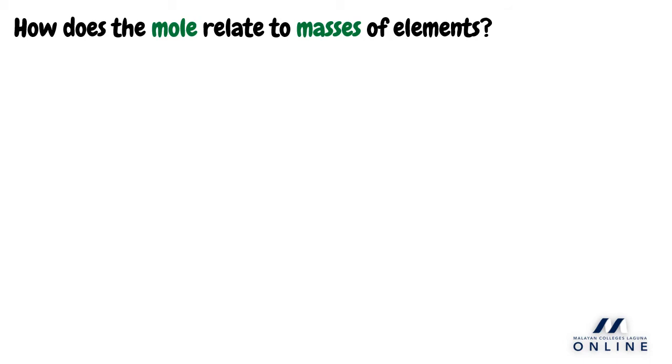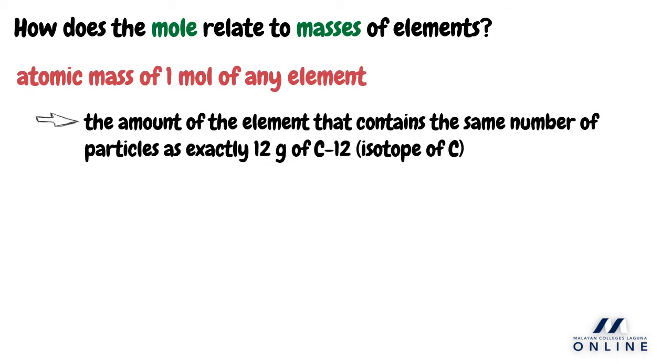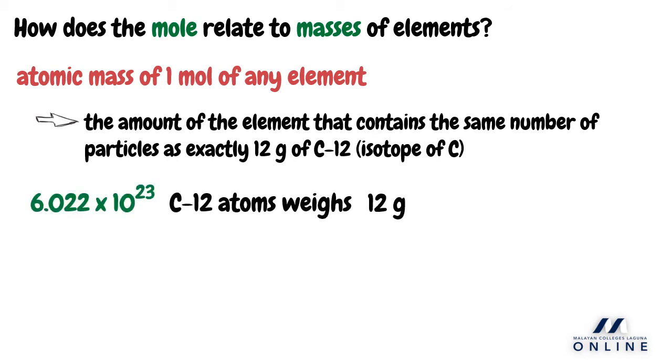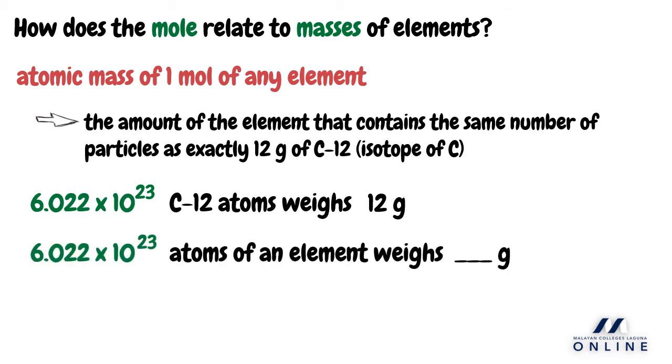So if we're going to talk about elements, we need to use atomic mass of 1 mole of any element, which is defined as the amount of the element that contains the same number of particles as exactly 12 grams of carbon-12 isotope. And that number is the Avogadro's number, that is 6.022 times 10 to the positive 23 carbon atoms would weigh 12 grams. So we need to know the mass of 6.022 times 10 to the 23 atoms of any element, and that would be the atomic mass of 1 mole of that particular element. Thus, the unit is grams per mole.